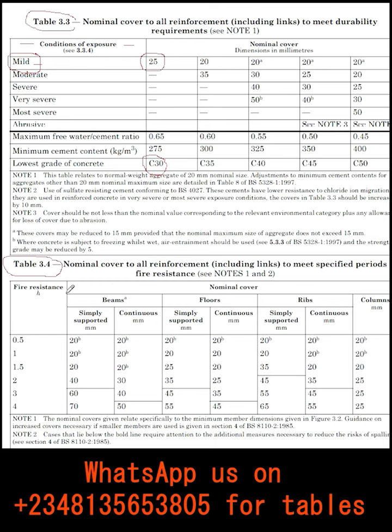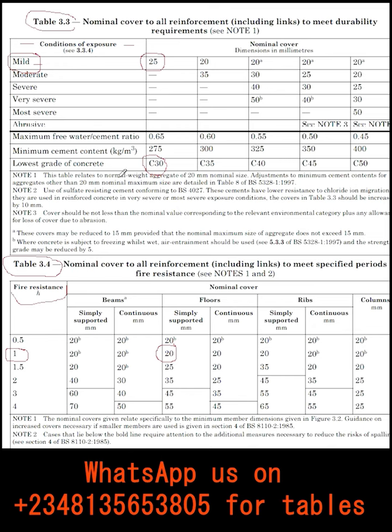Then if you have to consider your fire resistance, assuming you are considering fire resistance of 1 hour, which is this. Other things you need to check for: if you are designing for a beam, simply supported, you take your nominal cover from here, depending on the fire resistance. Then if you are designing for a continuous beam, you pick from here. And in this we are designing for floor, which is solid slab, simply supported. So we are considering fire resistance of 1 hour, and then our nominal cover will be 20 mm.